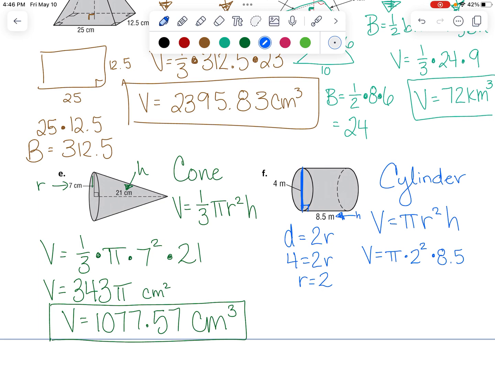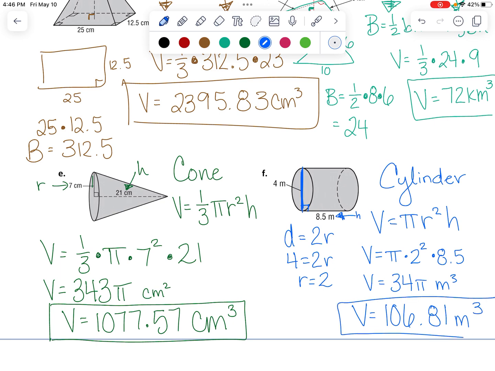This one, if you did the exact answer, you would have gotten 34 pi meters cubed. But again, you don't have to do the exact. I don't expect you to. The non-exact is 106.81 meters cubed.